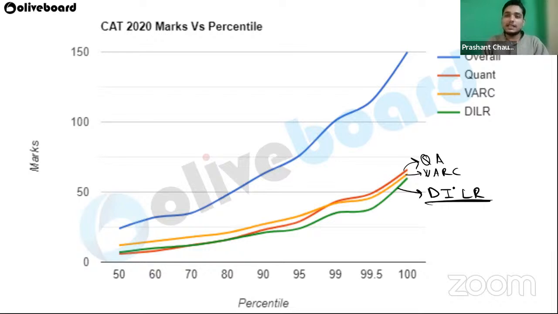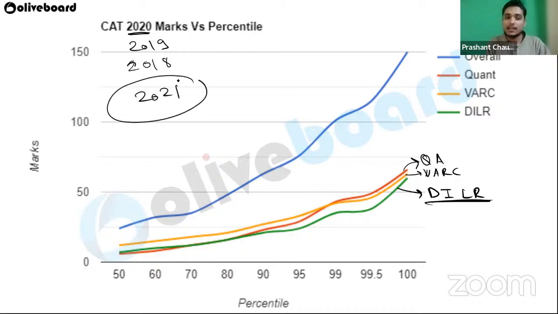Now, what does that signify? That signifies that DILR was the toughest section, and it is not just a matter of a single year. This didn't happen only in CAT 2020. The same happened in 2019. The same happened in 2018. The same happened in this year's CAT as well.